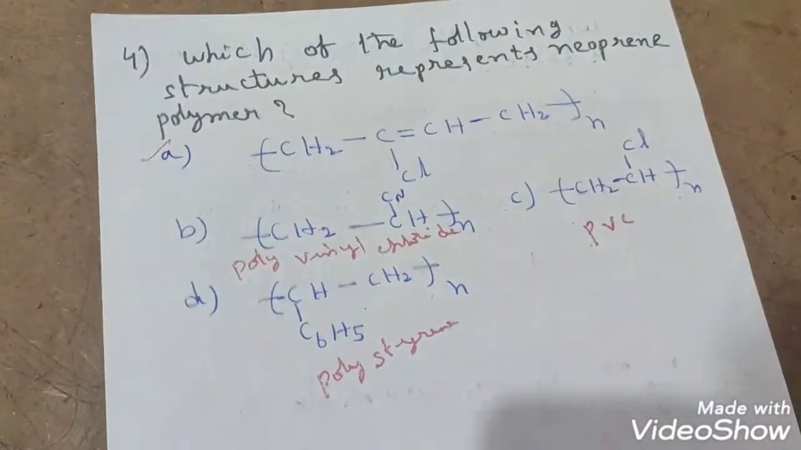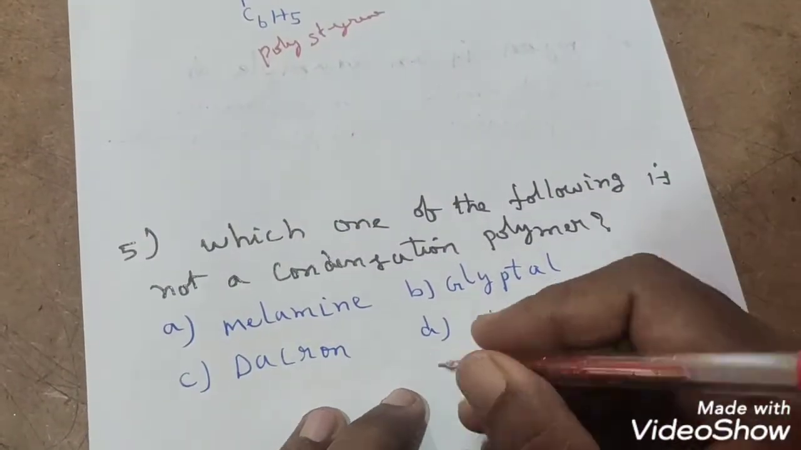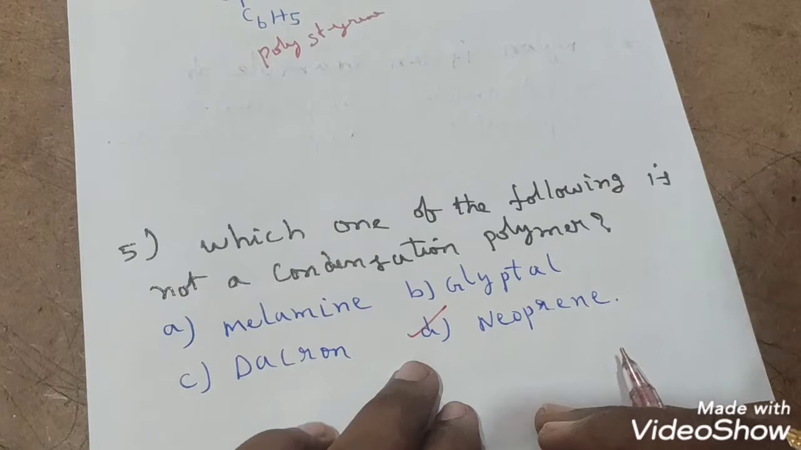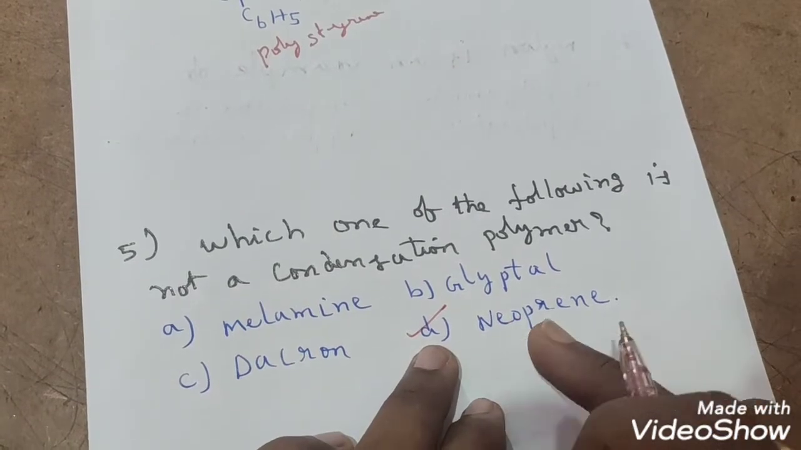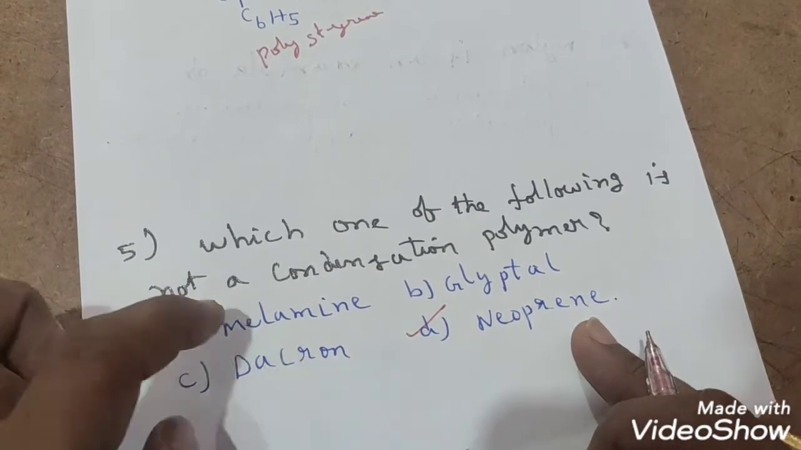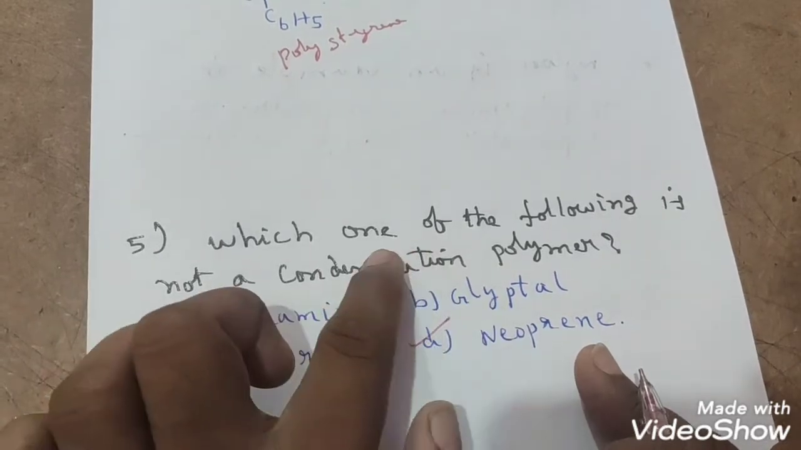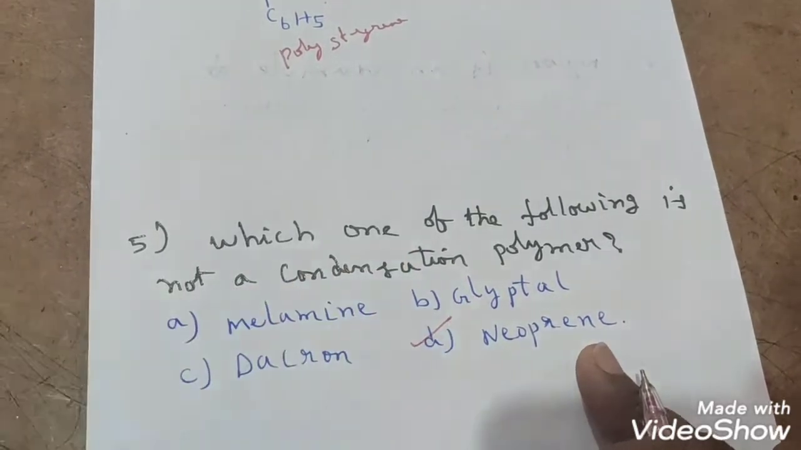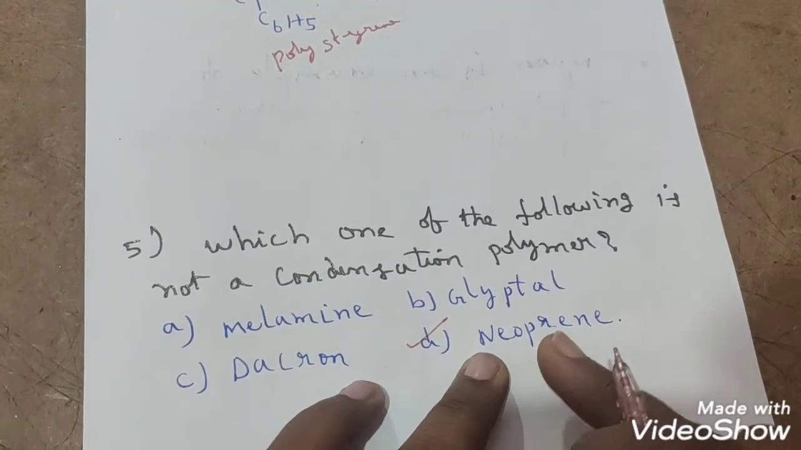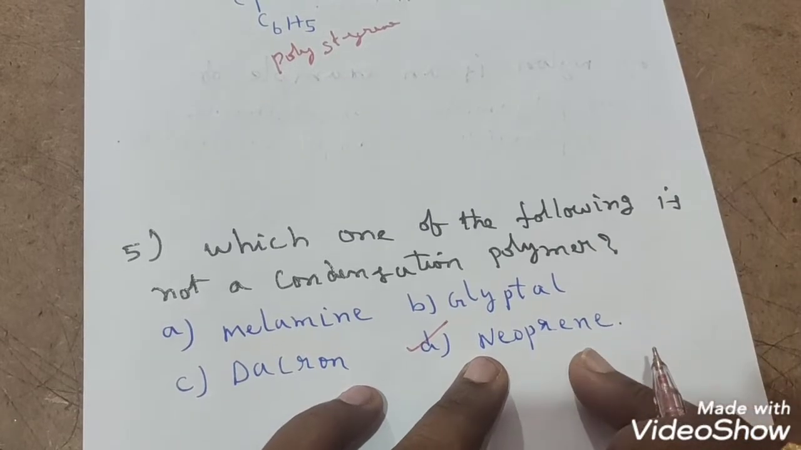There is no removal of molecules taking place. So that's why neoprene is not a condensation polymer. It is an addition polymer, student, right? Melamine is not a polymer. First of all, you can leave that. Glyptal is a condensation polymer. Dacron is also a condensation polymer. But neoprene is what? Addition polymer, students.